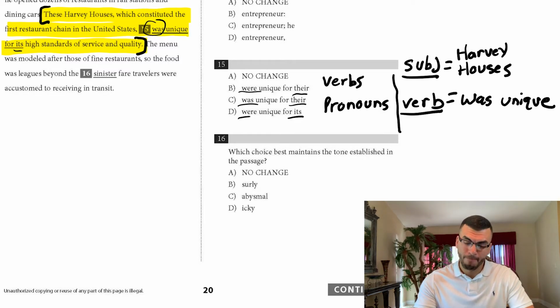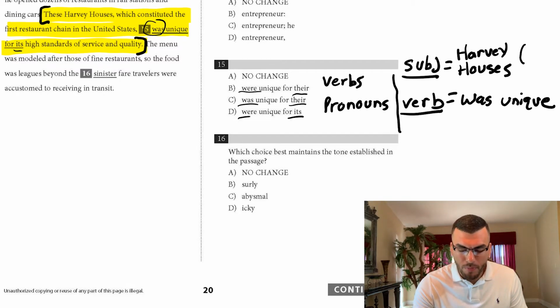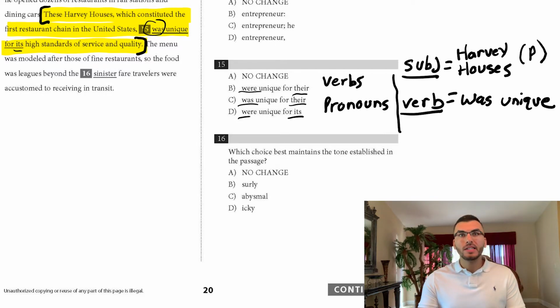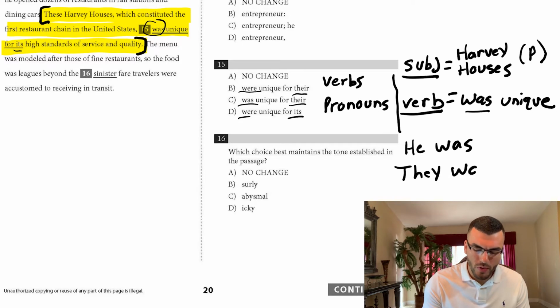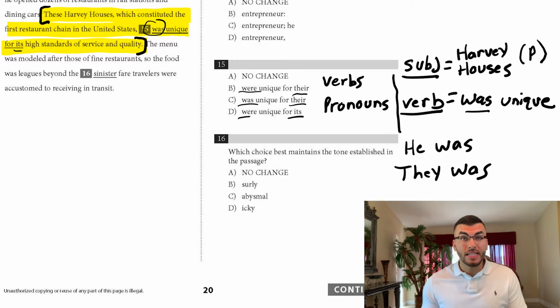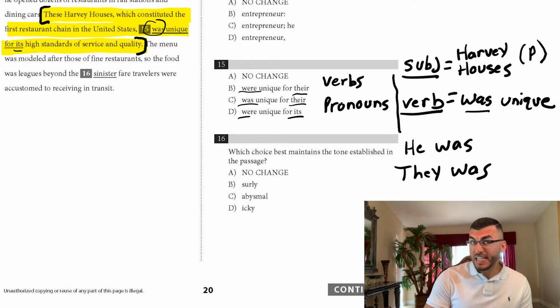Now what do we do, guys? We got to identify singular or plural. So Harvey houses, that's definitely plural, that's multiple houses. Was unique. Is that the singular or plural form of the verb? Do you remember how we test it out? Do we say he was or do we say they was? We say he was. He is singular, so that makes was also singular.